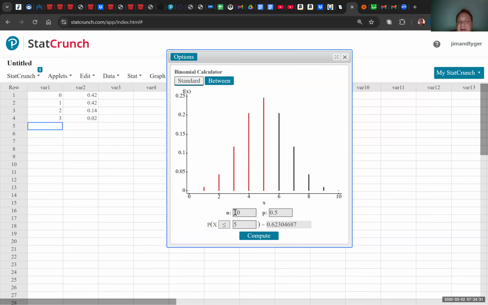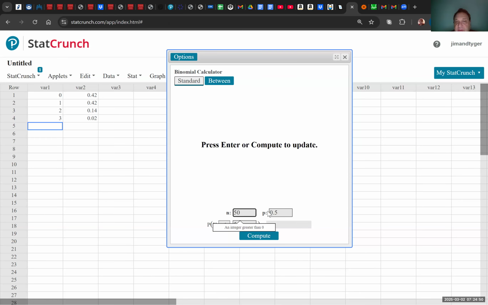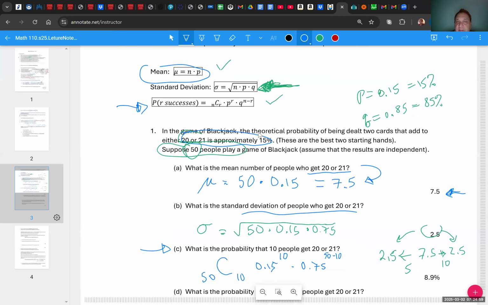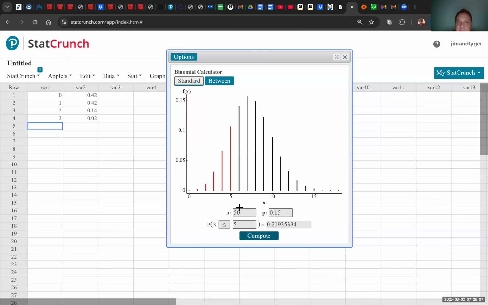I have to specify the number of outcomes, the number of people who play the game of blackjack. We said there were 50 people who played. My computer will update in a second. And then we need P. This P is the probability of success. We said the probability of success was 15%. We can double check that if you want by going back to the lecture notes. 50 people play, probability of success is 15%. All I did was type that into StatCrunch, and we'll change this in a minute. I'll just press compute. And so here is the distribution of the data.